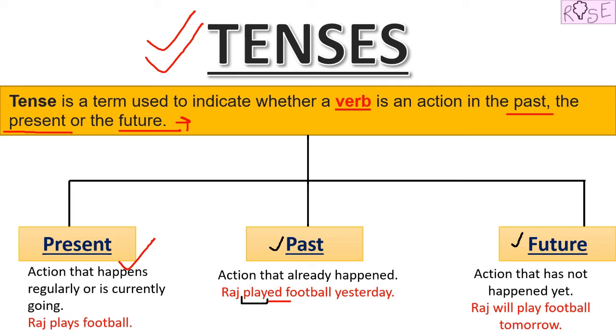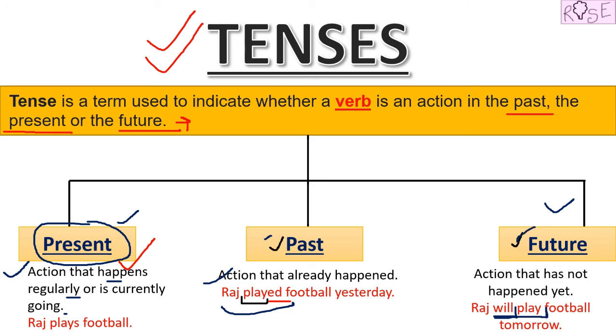Okay, so what did they do? They add will with the first form, with the present form, and it changed the tense of the verb from present to future. Okay, so present tense is the tense that we use to tell that an action happens regularly or is currently going. What is past tense? Past tense is an action that already happened, that Raj already played football yesterday. We are talking about a thing that is done.